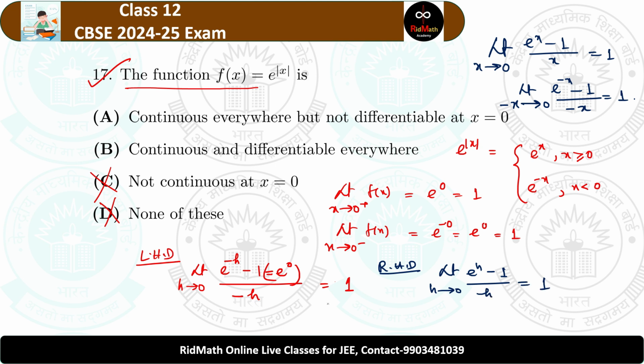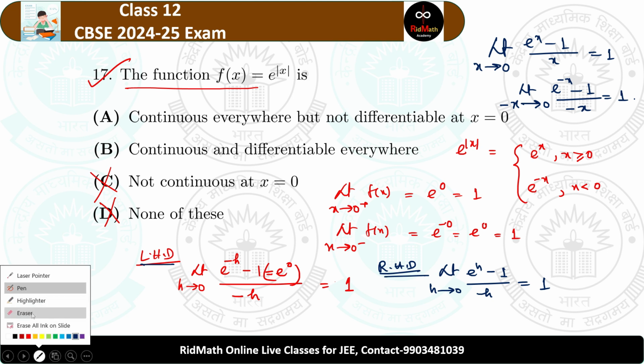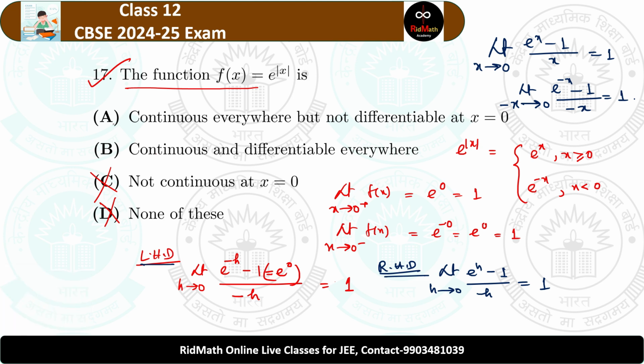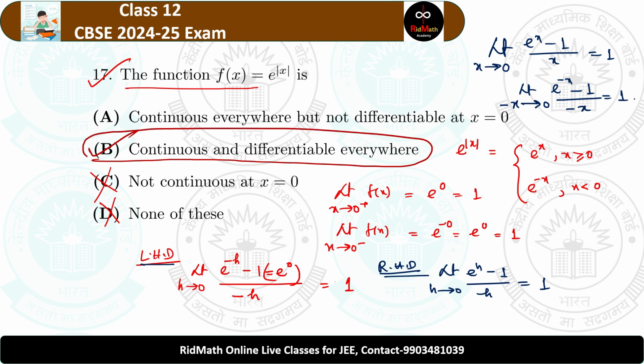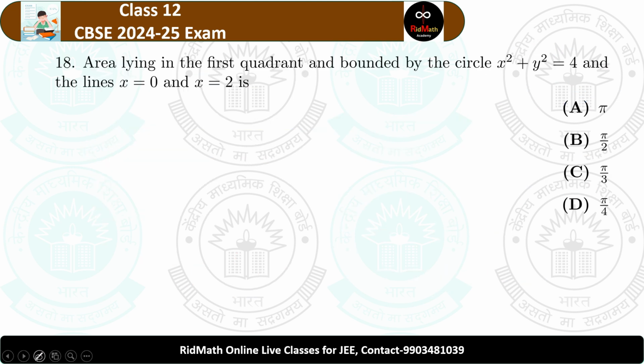So this is differentiable because the left hand derivative and right hand derivative are equal, and because it is differentiable, it is also continuous. That means option B is correct, continuous and differentiable everywhere. Okay, next problem.